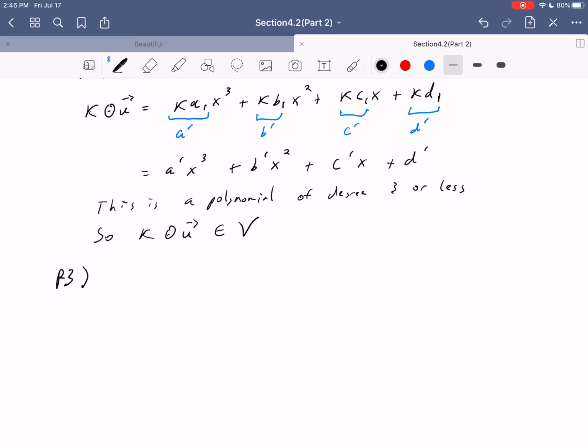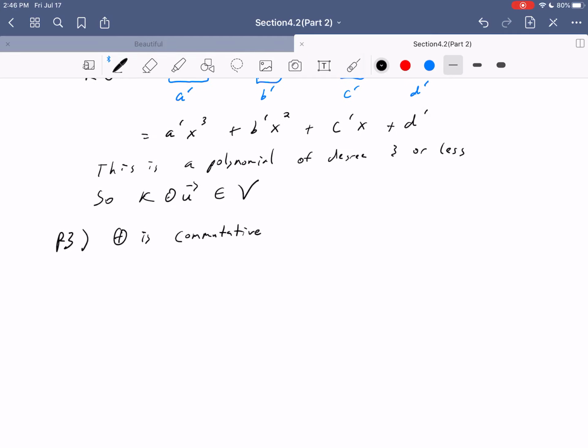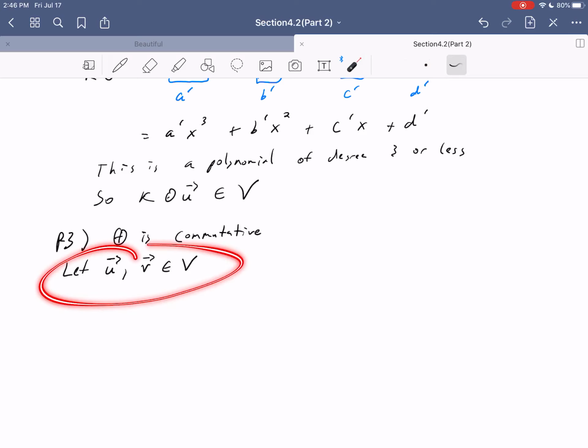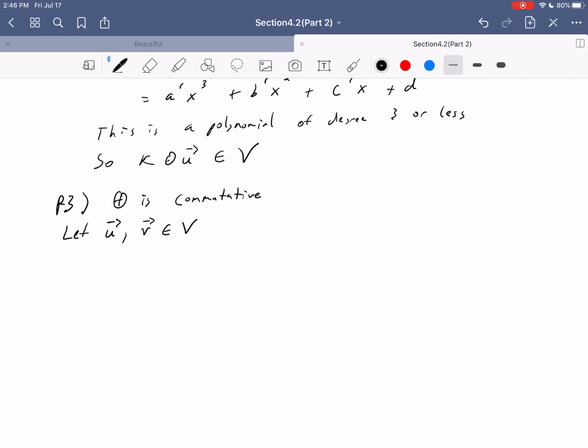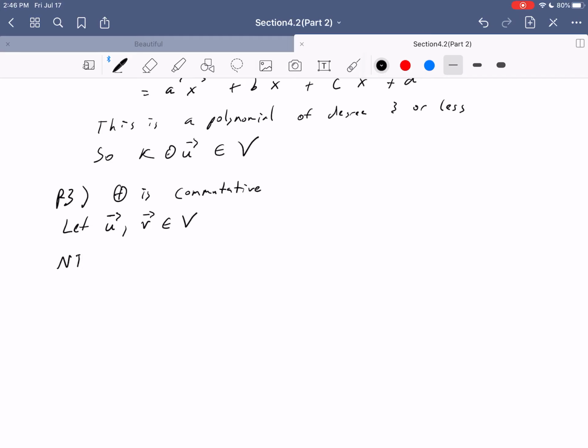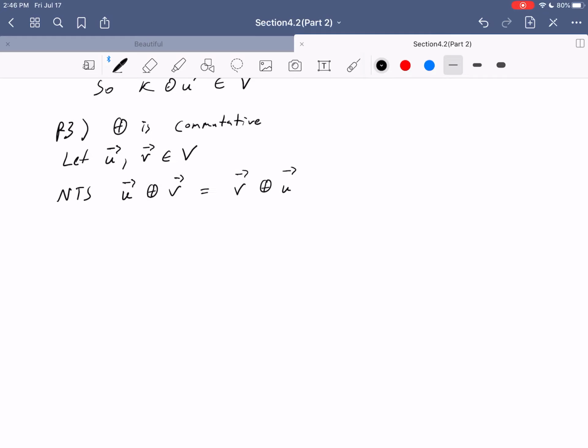So for P3, plus is commutative. You don't have to write the names when you're doing this, but it's a reminder of what you're doing. We're going to let, again, u and v be elements of V. Probably could skip this because we already defined them at the beginning, but I'm trying to be very thorough since it's our first example. What we need to show is that u plus v is the same as v plus u when using our vector addition operation.